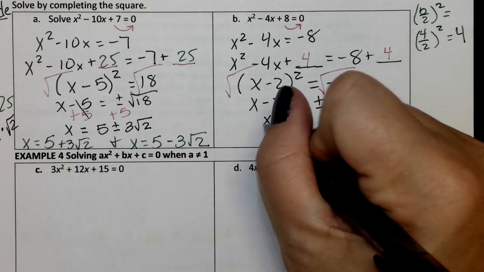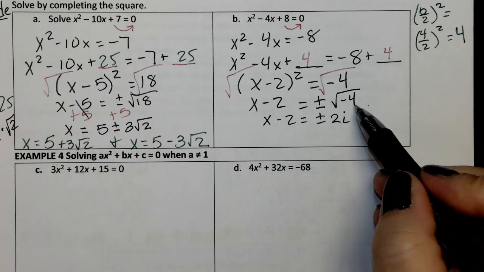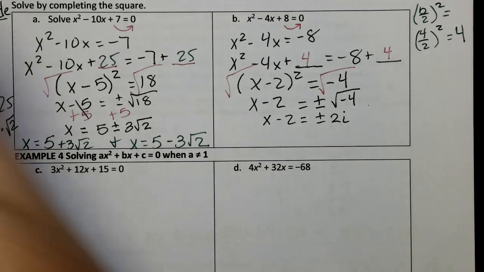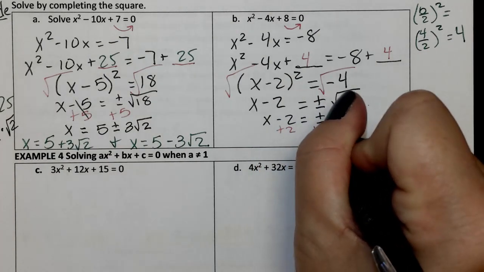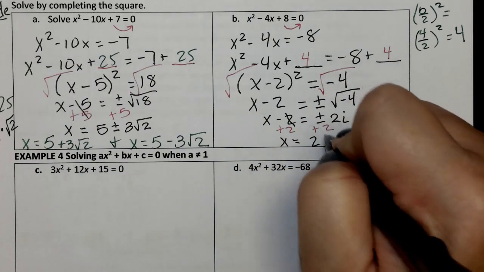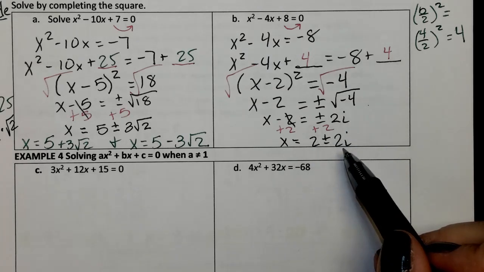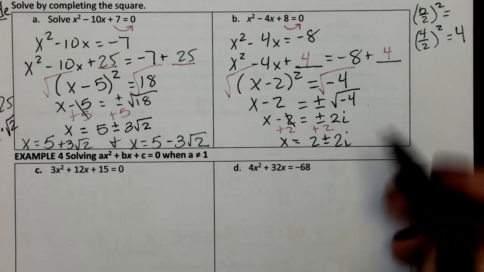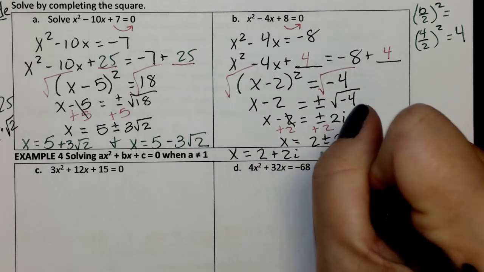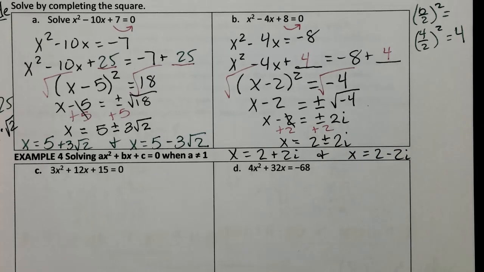All right, so I'm going to rewrite this as x minus 2 equals plus or minus 2i, because the square root of 4 is 2, square root of a negative is i. And so now I can finish this by adding 2 to both sides, and I end up with x equals 2 plus or minus 2i. Now, you cannot combine these because they are not both i's. So you do end up with two solutions. One solution is x equals 2 plus 2i, and the other one is x equals 2 minus 2i.